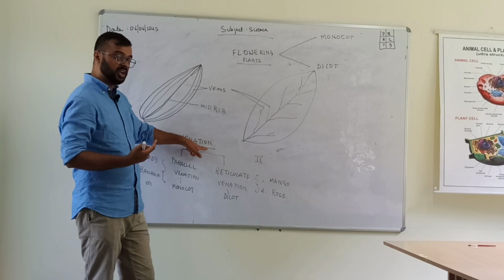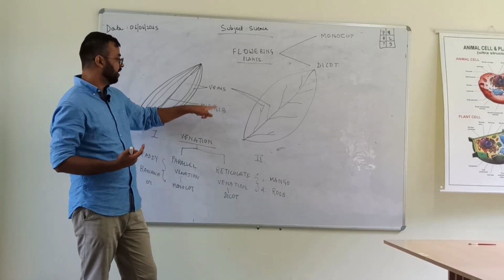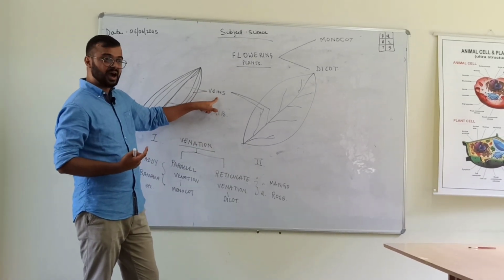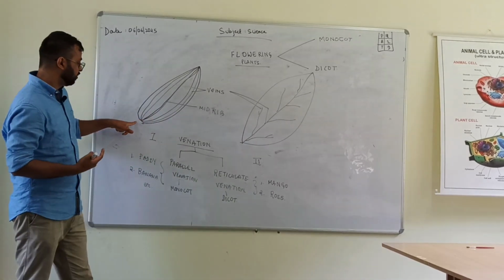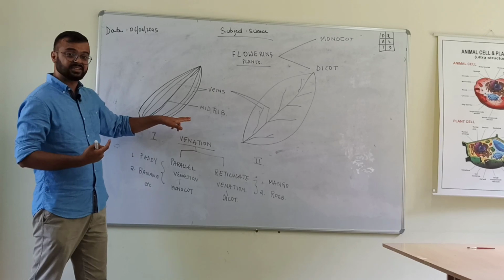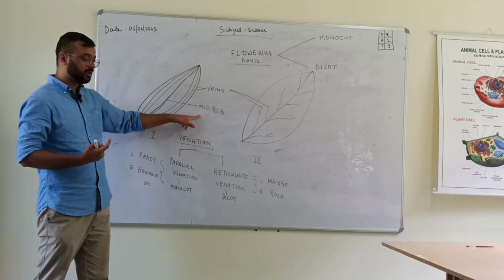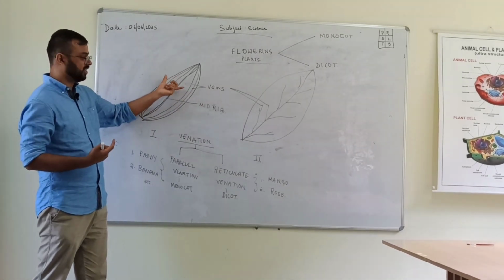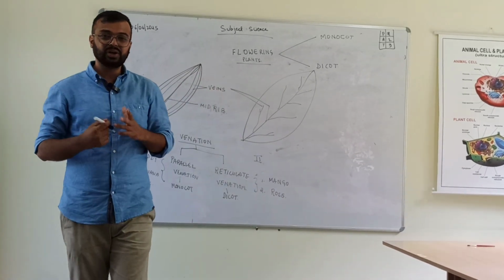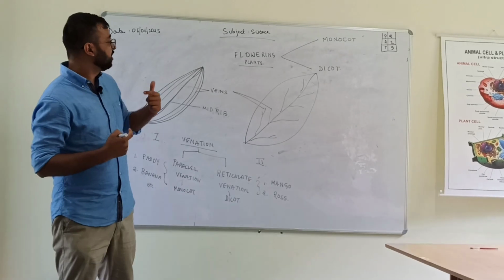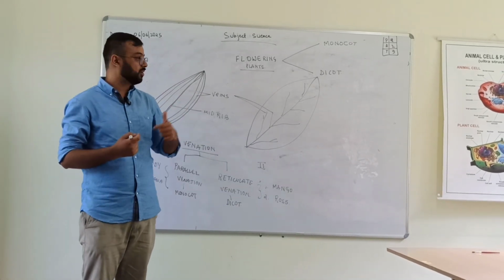And what is venation? Venation is the way in which veins are arranged in the leaves. The middle line is called the central vein or midrib, and the ones on the side are called secondary veins. In the next class, we will see the different types of roots in monocot.